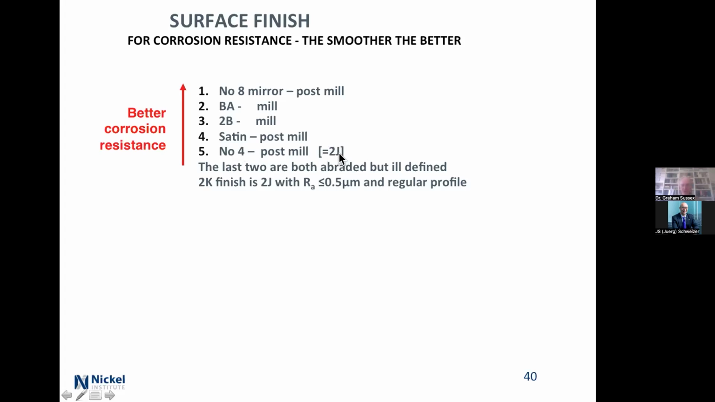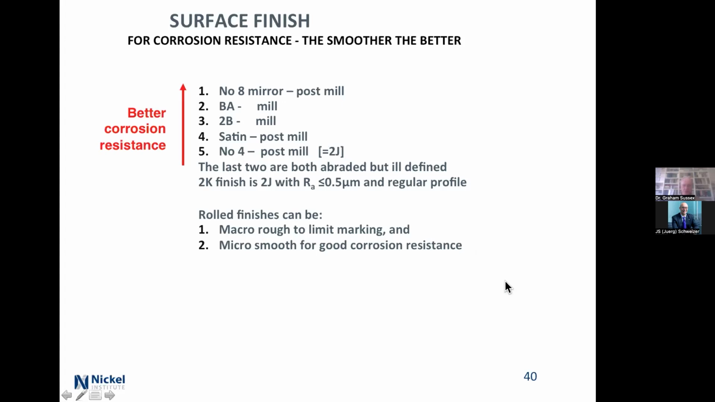It says it's got to be better than 0.5 micrometers and a uniform sort of finish, so you don't have crevices of metal sitting there. Rolled finishes, very, very smooth to limit marking, and micro smooth. If, let's say, you're forming it into a shape like on a roof, it can be very, very smooth, so it won't corrode, but it's going to be macro rough, so you won't get marking. And of course, you can chemically treat it to get more corrosion resistance or electropolish it.